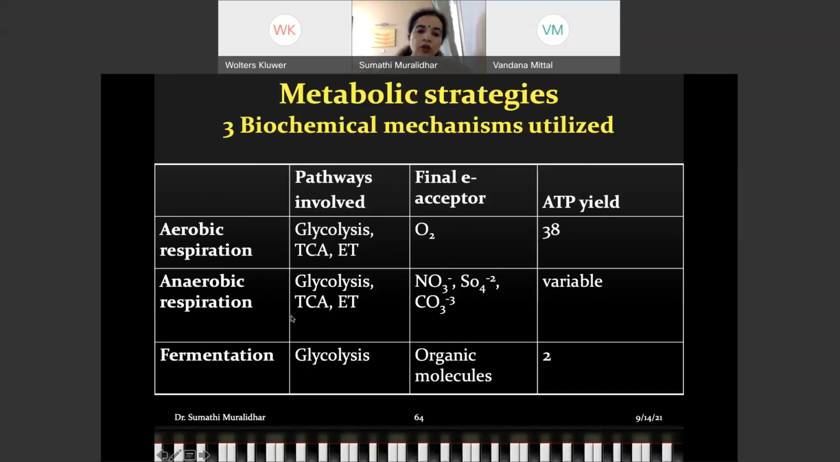And anaerobic also, the pathway is the same, but the final electron acceptors are nitrate, sulfates, or carbonates. So it is other than oxygen. This is not as efficient as the aerobic respiration. So a variable amount of energy is released, and fermentation is the least effective, where the pathway here is glycolysis, that is glycogen or glucose is broken down, and the final electron acceptors are various organic molecules, and the energy yielded here is just about 2 molecules in comparison.